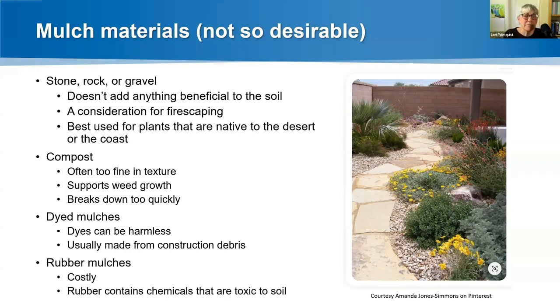And then we have rubber mulches. These are not only costly, but the rubber contains chemicals that are toxic to the soil.